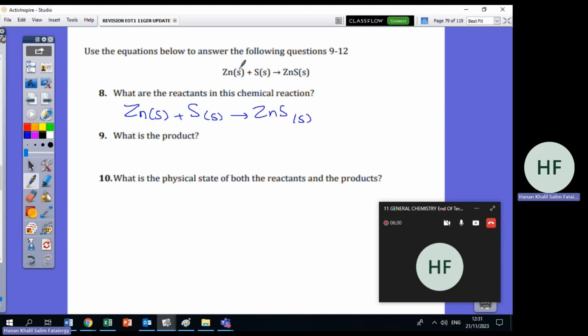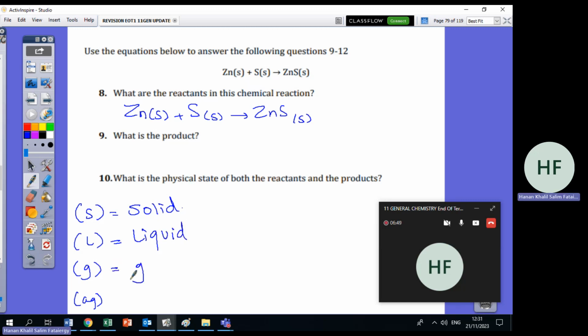Now let me stop at these letters between the brackets or parentheses. You will see the letters S, L, G, and AQ. Whenever you see the letter S, this means that the substance is solid. Whenever you see L, this means it is a liquid. Whenever you see G, this means it's a gas. Whenever you see AQ, it means aqueous, and aqueous means that the substance is dissolved in water. Anything that is dissolved in water is called aqueous.